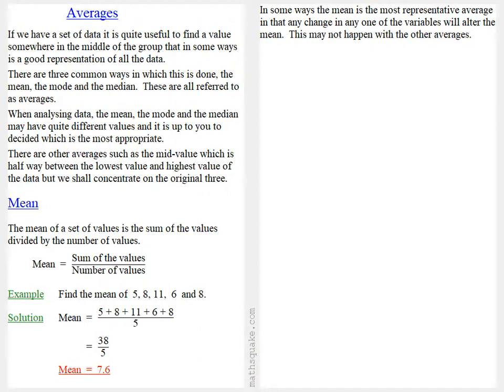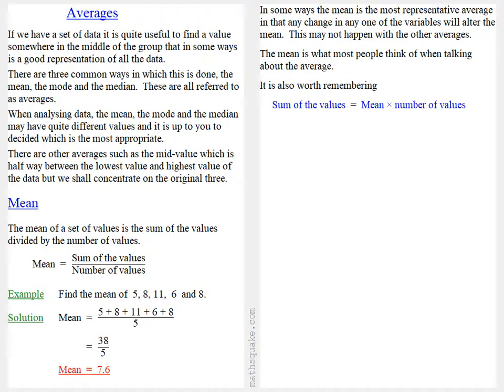Now, in some ways, the mean is the most representative average, in that any change in any one of the variables will alter the mean. This may not happen with other averages. And the mean is what most people think of when talking about the average. It's also worth remembering, if we multiply across, we get the sum of the values is equal to the mean times the number of values.